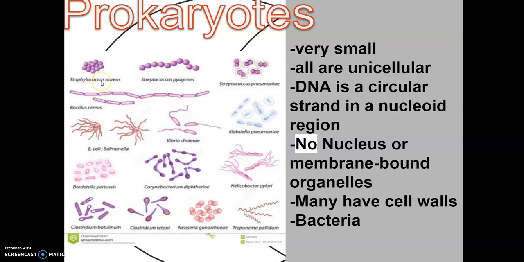So there are different shapes of bacteria. If it's circular, you can see all these guys are circular. And if you look at their names, Coccus, Coccus, Coccus. So that's circular. And at the beginning, Staphylo, Strepto, Strepto, that kind of shows you how they're arranged. So Staphylo is a cluster.